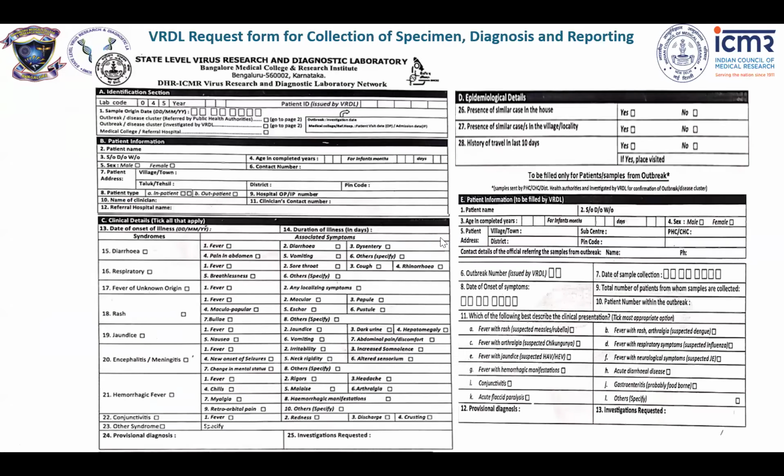So this is our sample request form, which is quite comprehensive and user-friendly. This has details for both outbreak and individual patient-wise. Apart from demographic details, the sample is designed in a syndromic way. So fever, any case presenting with fever with rash, the doctor needs to only tick on the symptoms.